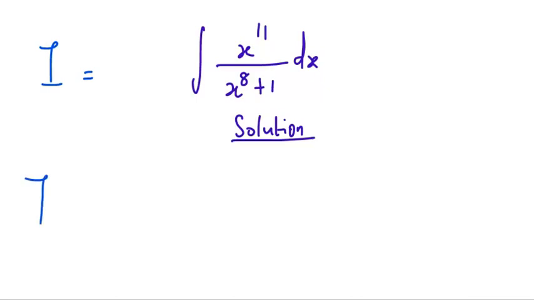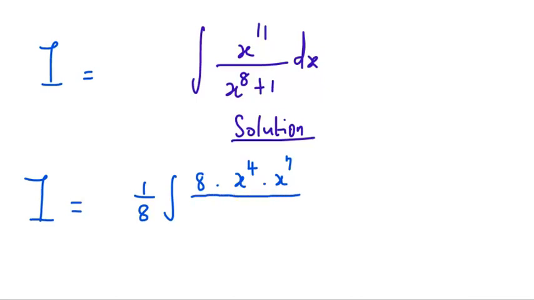Now, let's write this integral as, let us see the magic. This is 1 over 8 right over here, and then I'm going to have 8 up here. And then x to the power of 11, I'm going to split as x raised to the power of 4 multiplied by x to the power of 7. You get the idea? Because if we multiply both, we add the powers, and that gives us x to the power of 11. Then divided by x raised to the power of 8 plus 1 dx.